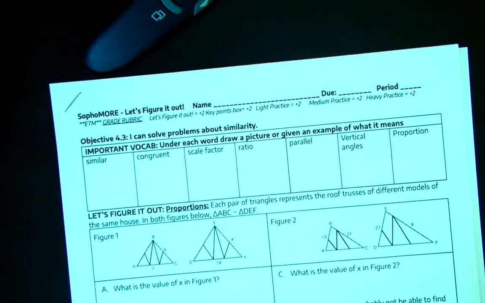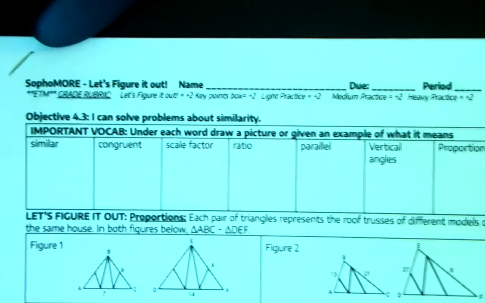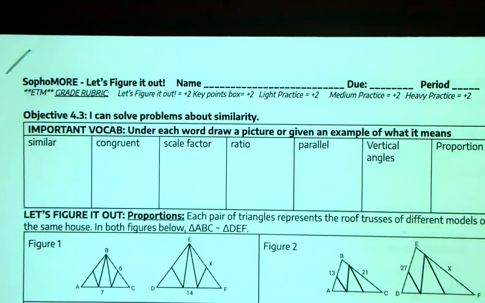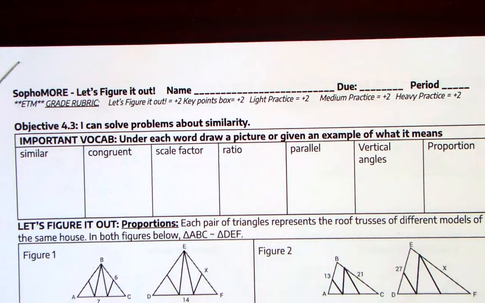Okay. Hello. This is Directive 4.3, where we are going to solve problems about similarities. So everything you've learned about stuff being similar is relevant here, and now we're just applying it. So it's like problem solving, right? So put on your little problem solving hats, right?